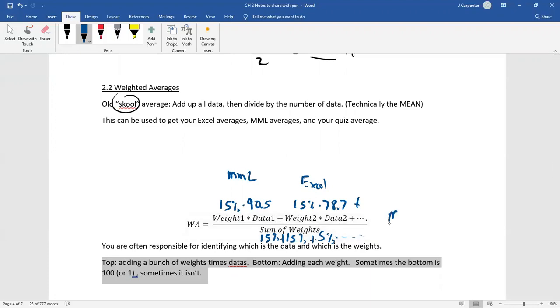So this is your formula. You have got to memorize this idea, this formula. I will not give this to you on a test. This is a fact of life.